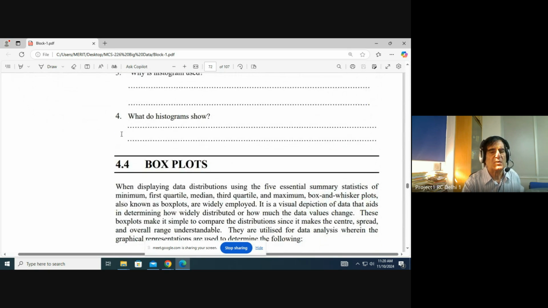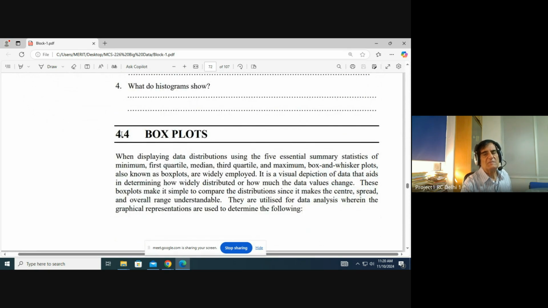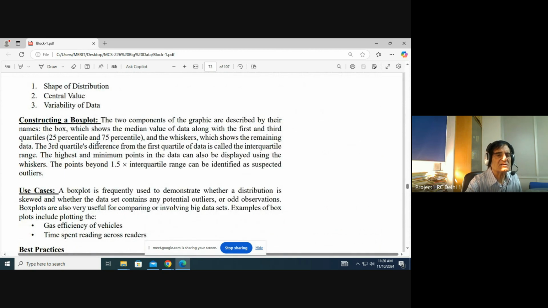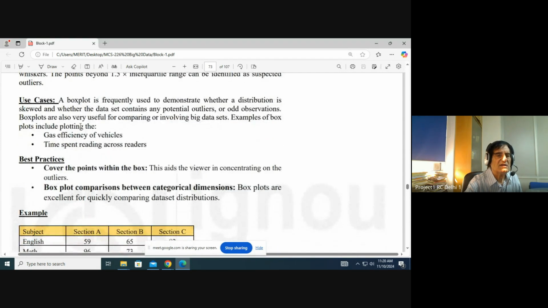Now box plot. When displaying data distribution using the five essential summary statistics of minimum, first quartile, median, third quartile, and maximum, box and whisker plots, also known as box plots, are widely employed, where this is the first quartile, this is the third quartile, and so on. So that type of thing: construction of box, shape of a distribution, central value, variety of data. This is the use case.